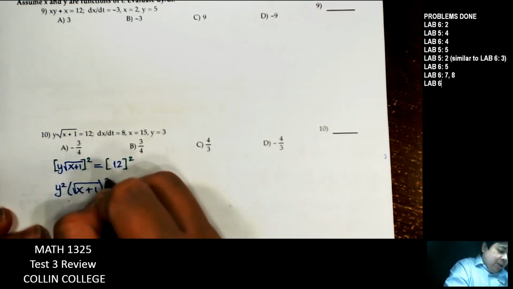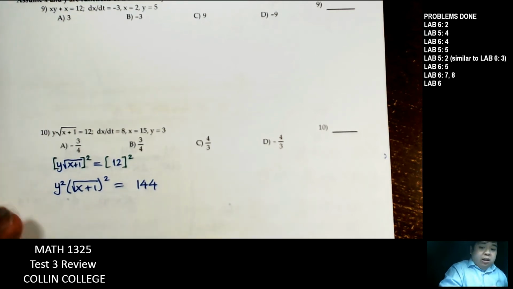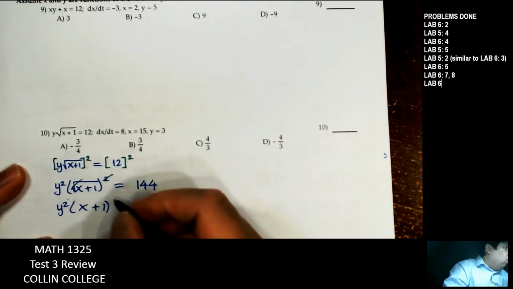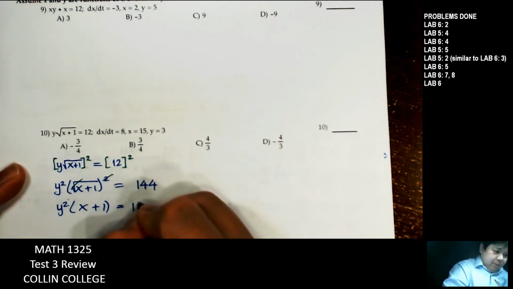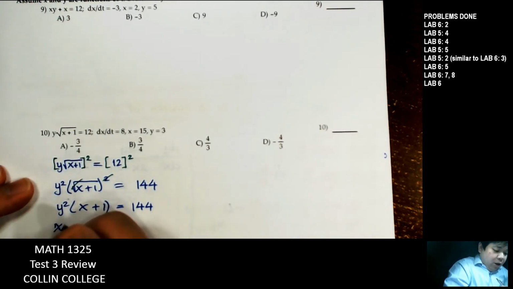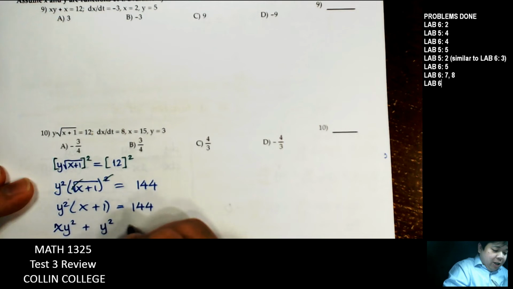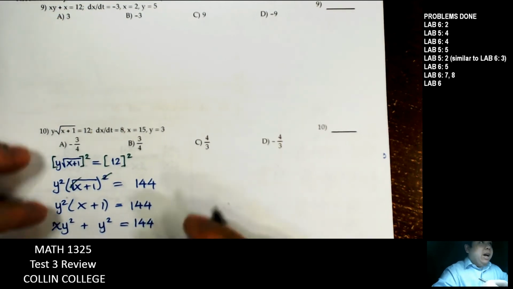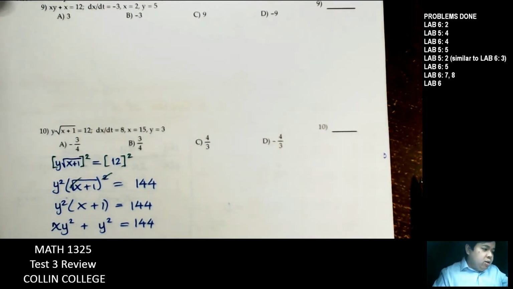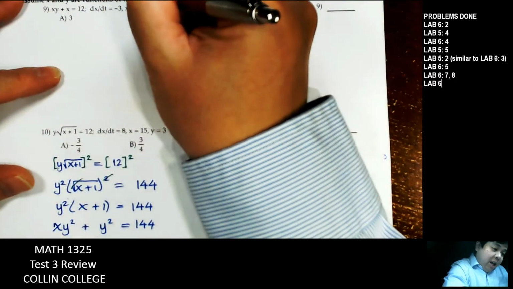Right. When we do that, the problem will be pretty similar to this. The square will go to y, and the square will go to the square root, and 144 on the other side. Square and square root cancel. y squared times (x plus 1) equals 144. And then we multiply it out. It will be xy squared plus y squared equal to 144. Now you see those problems are almost the same.